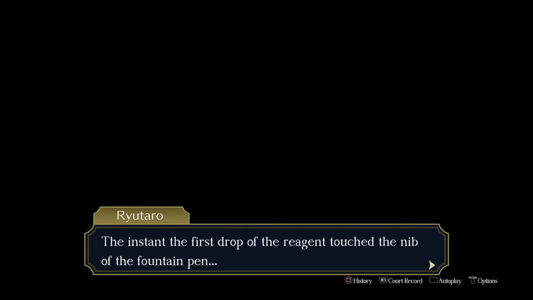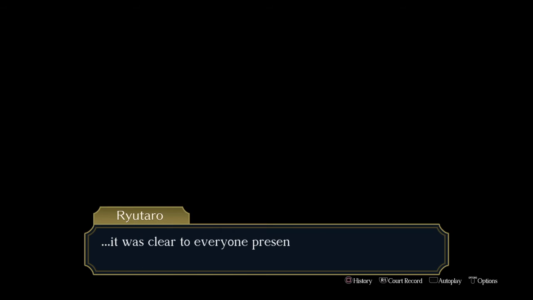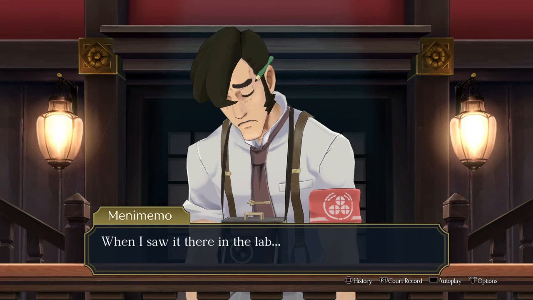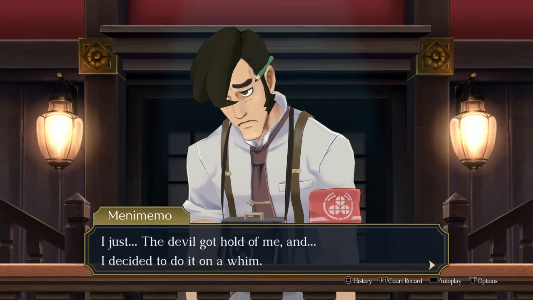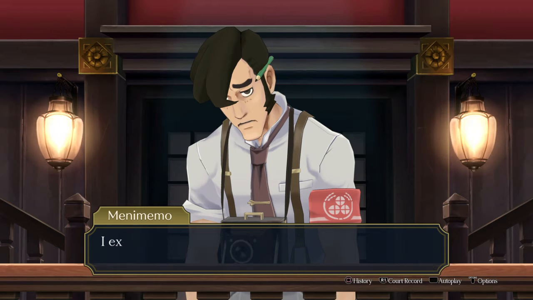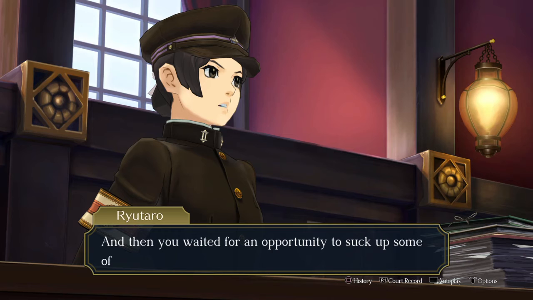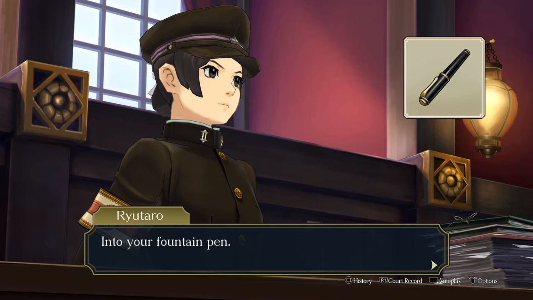The instant the first drop of the reagent touched the nib of the fountain pen, it was clear to everyone present. When I saw it there in the lab, the poison, the devil got hold of me, and I decided to do it on a whim. Well, that's not very nice. I excused myself and emptied all the ink down the sink in the bathroom, washing the reservoir out carefully. And then you waited for an opportunity to suck up some of the poison, didn't you? Into your fountain pen.